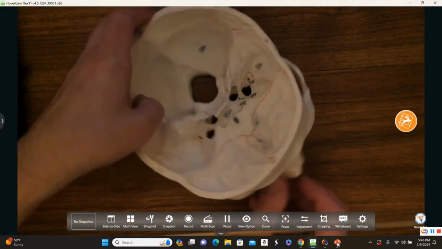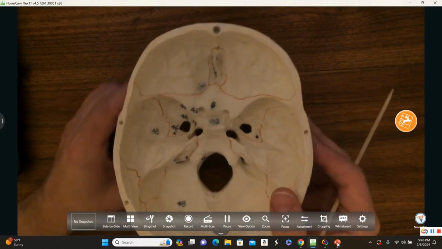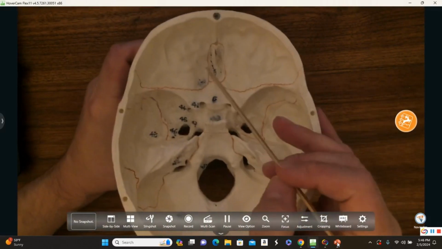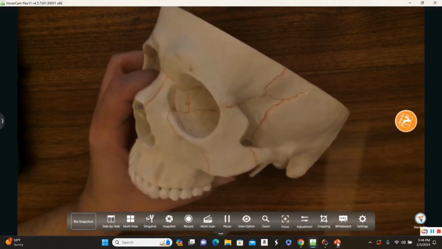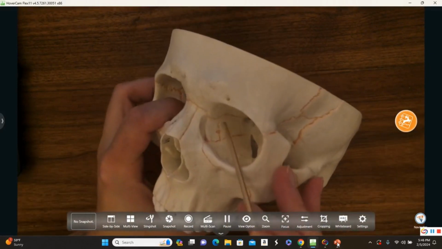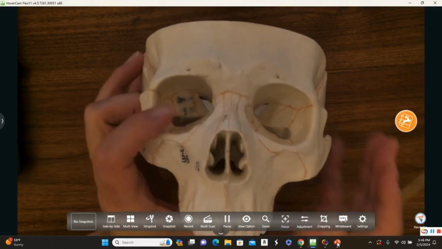Crista galli. So I'm going to turn it around. Most of the ethmoid structures will be seen right here. Most of it, you're going to find the ethmoid right here. Now, you can also see part of the ethmoid by looking here, in the nose as well.